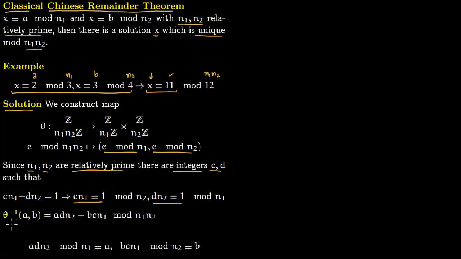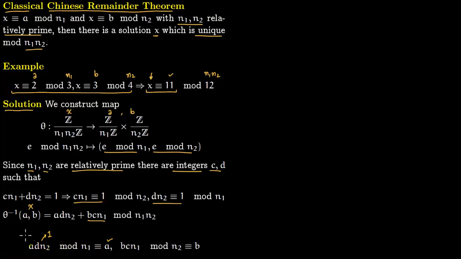So the solution would be theta inverse of some (a, b). So a and b are here. Theta inverse is precisely what is going to give us our x, the solution. And this x we give as a d n2 plus b c n1 mod n1 n2. We can see that this actually satisfies both these equations. You take x modulo n1, so this term will go away. And you have a d n2. But d n2 modulo n1 is 1. So this is just 1, and you get that this is equivalent to a.